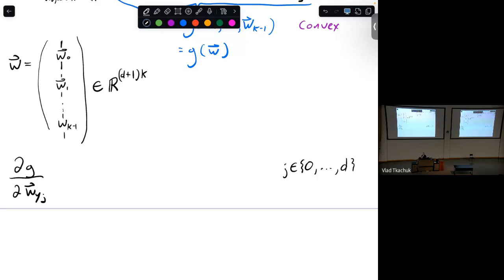And so we need to take that. The way we're going to do this is we're going to break it up into a bunch of chain rule steps.